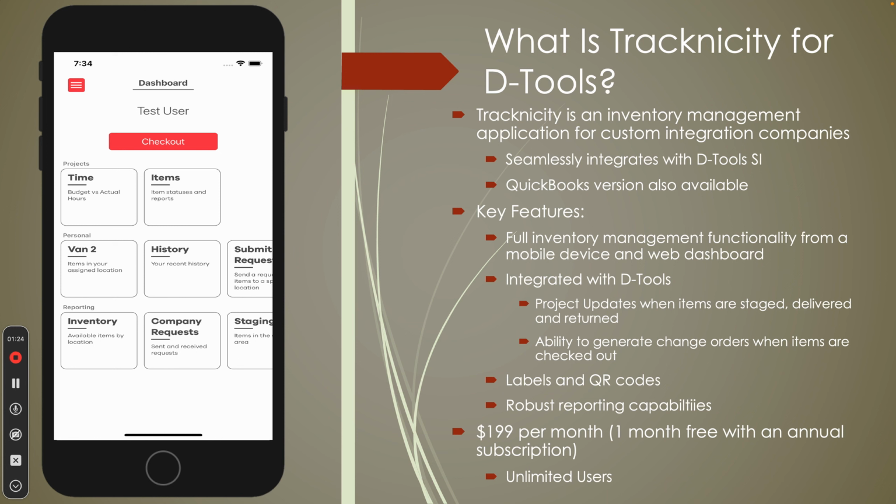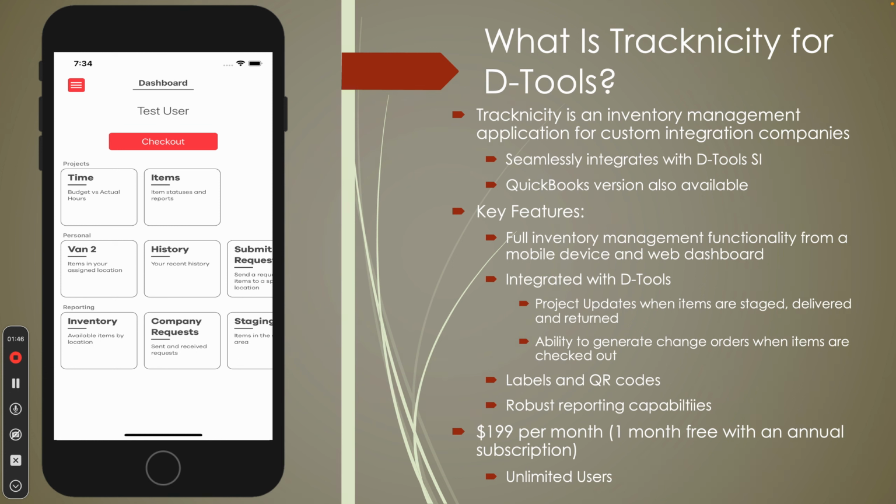One of the newest features that we've added in our 3.0 release is labels and QR codes. So the ability to quickly generate a label for an item with a QR code that you can then use to scan and check out that item. And when that item gets checked out of Tracknicity, it updates back into DTools to show the project person that that item has indeed been checked out.